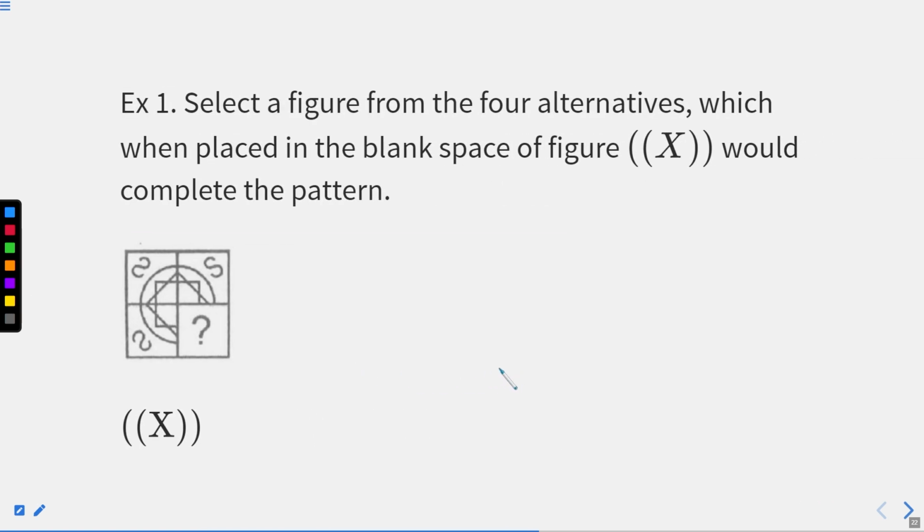Now this is your question number 1. Select a figure from the 4 alternatives, which when placed in the blank space of figure X, which is your figure, would complete the pattern. We have just solved a question like this, right? So you just need to find the diagram which will complete this blank space.